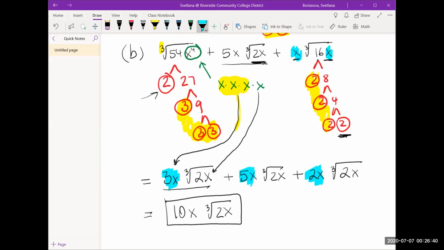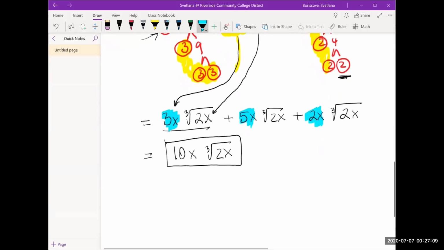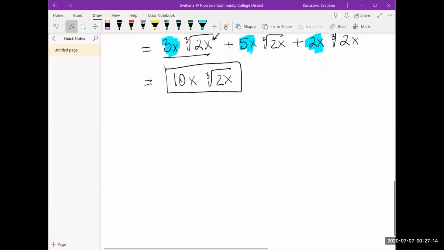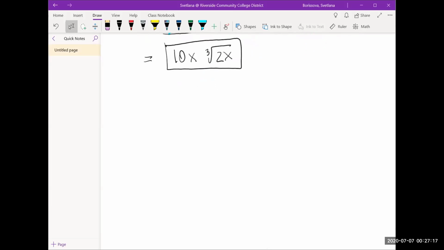Any other questions for this example? No? Okay, well, that was addition, subtraction. One more time, you double check if you have like radicals. If they're not like radicals, you simplify them and then you recheck. And if they happen to be like radicals, same index, same expression inside, it means that you're allowed to add them or subtract them. Same way as you add, subtract like terms. So that's addition, subtraction.